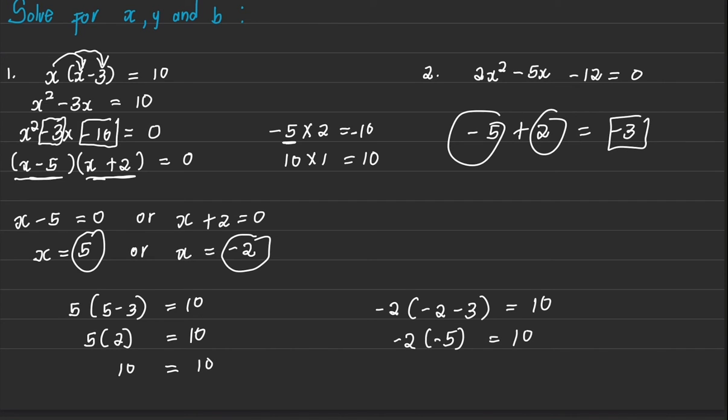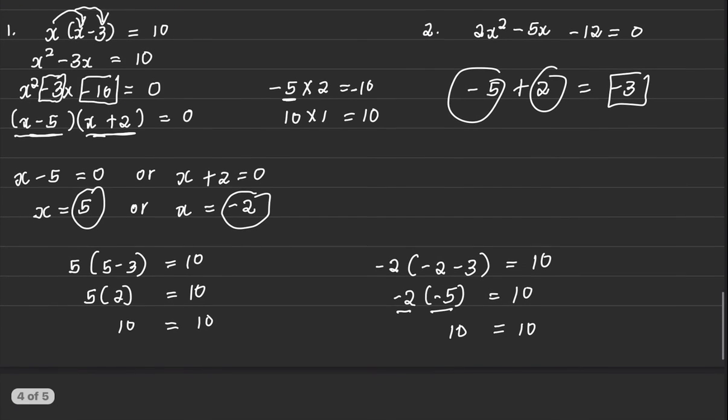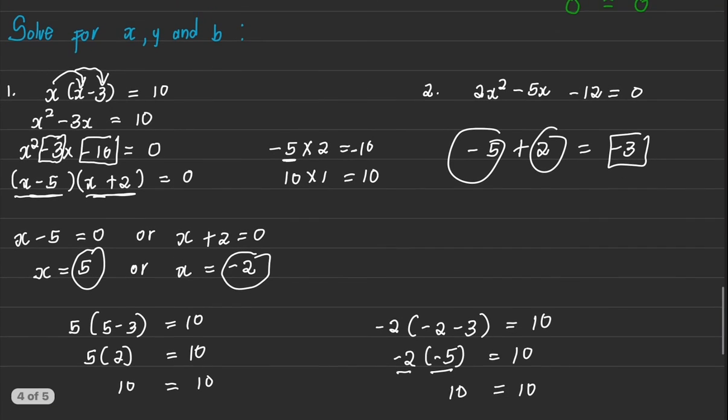And then I'm going to have -2 multiplied by -5, which is equal to 10 as well. So 10 is equal to 10, and our equation is satisfied. So our left hand side is equal to the right hand side. And then we go to our sixth step. In the last step, basically what you do is you just say that therefore x is equal to 5 or x is equal to -2, and you are done.